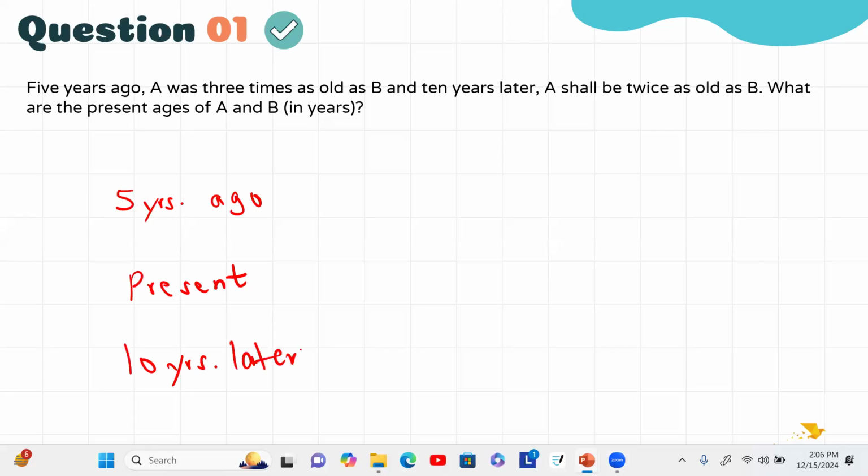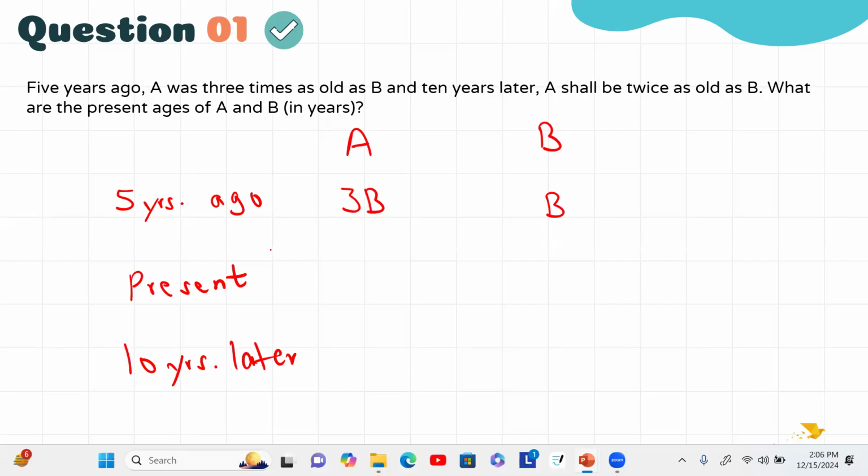So the same logic will be followed in each and every question, as I told you. There are two people, A and B, right? 5 years ago, A was 3 times as old as B. So if B was, let's say, B years of age, then A was 3B.